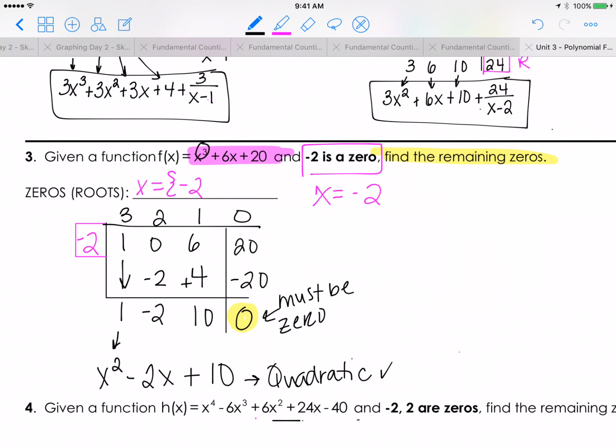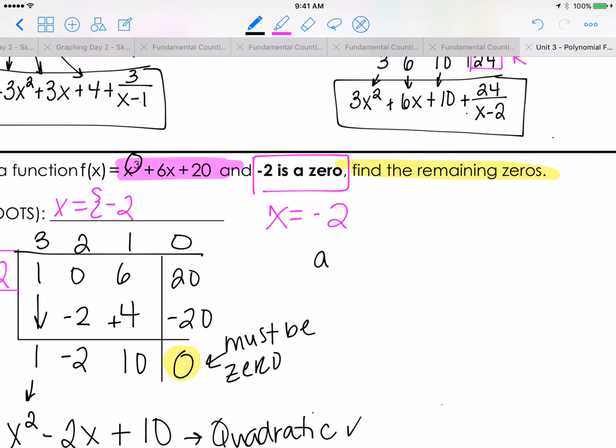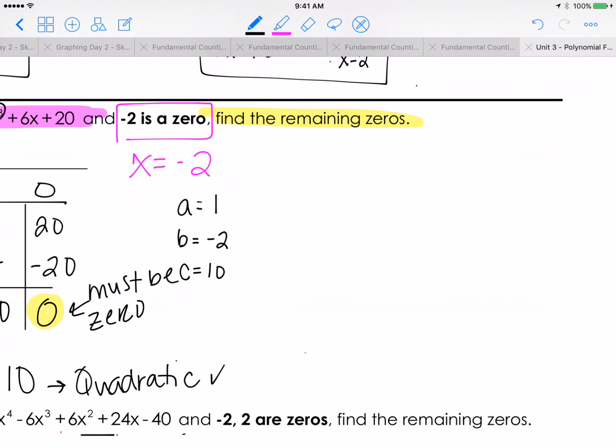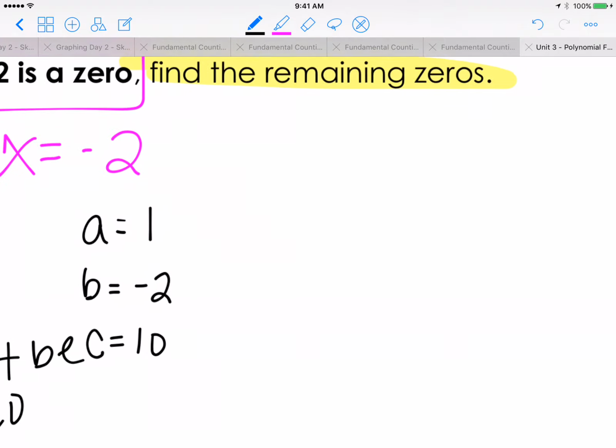And let's take a look at this. Are we able to factor this? Are there any factors of 10 that are going to add to give us negative 2? I cannot think of anything. 10 and 1 will add to give you 11. 5 and 2 will add to give you 7. So we need to do the quadratic formula on this. So we have a equals 1, b equals negative 2, and c equals 10. So now we use this to do our quadratic formula.